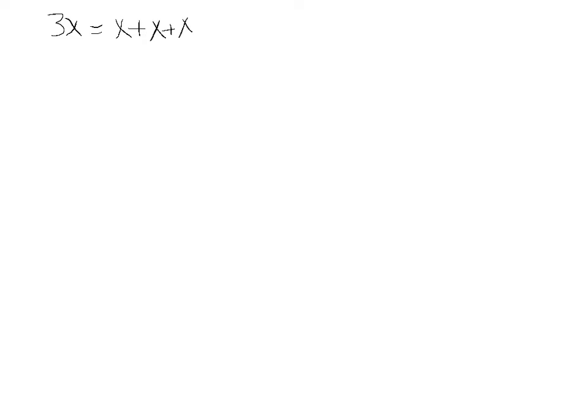But now we're going to consider what happens when you have x to the third power. And this means that you'll have 3 x's. However, these x's are being multiplied together. x times x times x. 3 x's multiplied together.